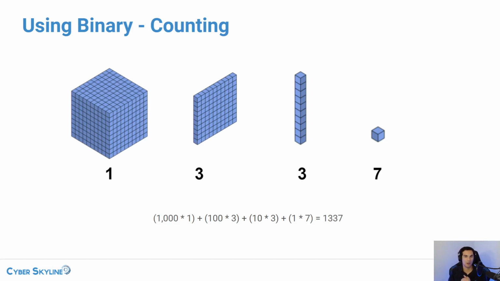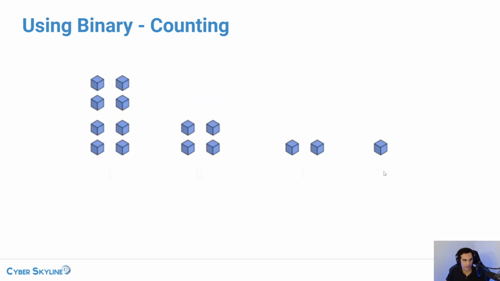1,337. Now, you don't have to do all that math in your head because that's the exact same number that we just wrote down. So that's meaningless. But this is a little bit more helpful in number systems that are not our normal decimal system. If we want to do this with binary, the way that we would do this is the exact same way.